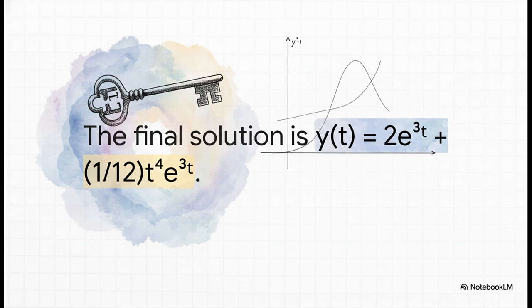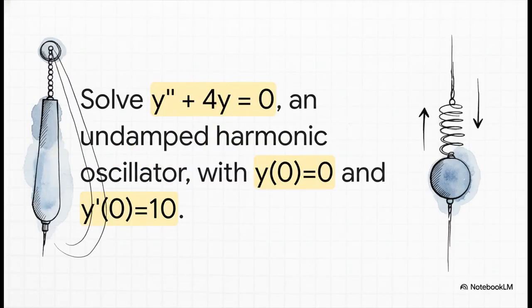We just take the inverse transform of each piece separately. That first term gives us 2e to the 3t. The second term, it perfectly matches the standard transform formula for t to the nth power times an exponential. And just like that, we have our complete final answer. Done. All right, for our last example, let's look at a true classic from physics, an undamped harmonic oscillator.